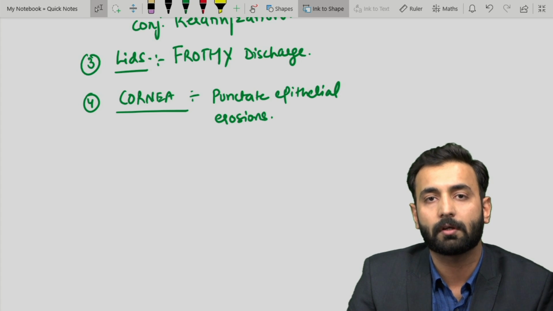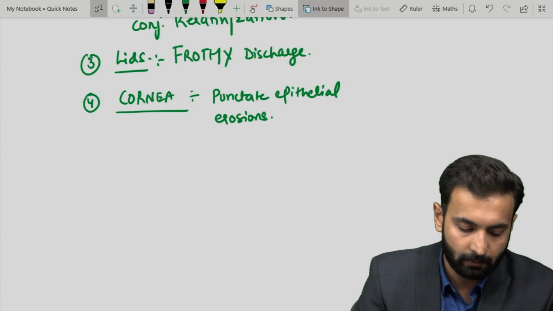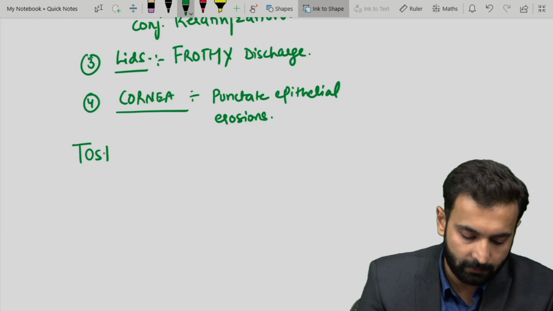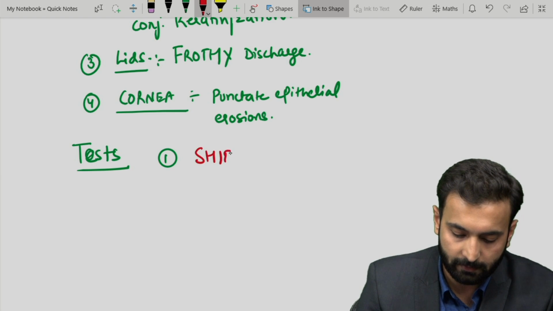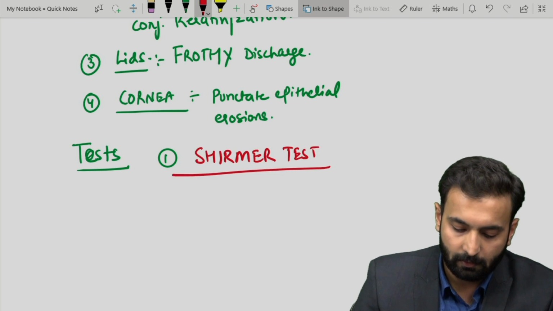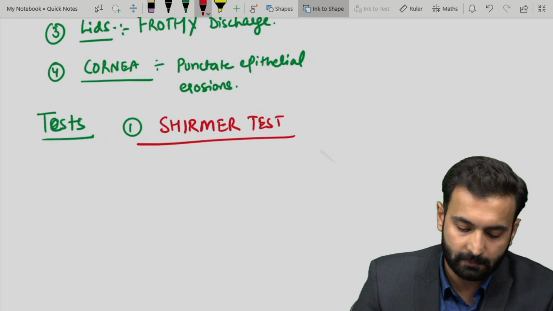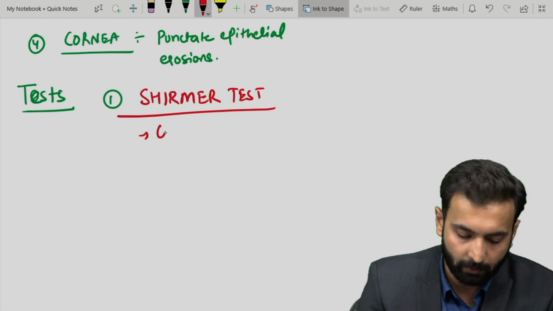Now coming to what are the tests you will perform in dry eye. What are the tests? So first and the most important one is the Schirmer's test. Schirmer's test. So students, this is an objective test. This is a quantitative test.